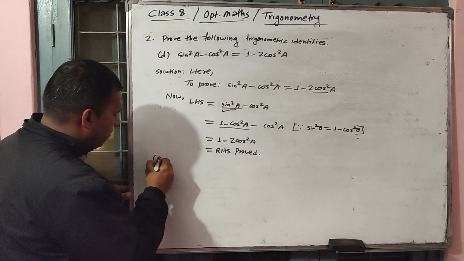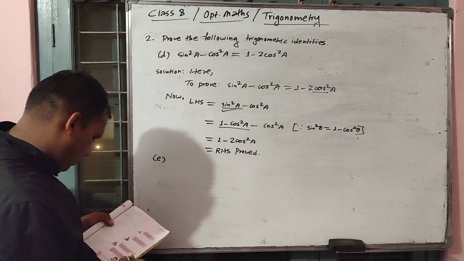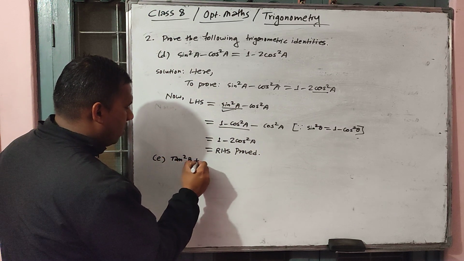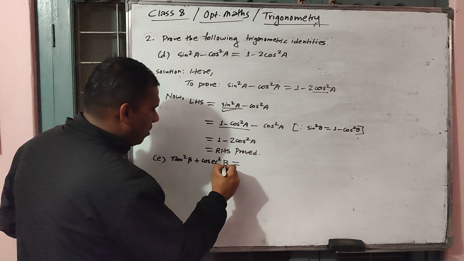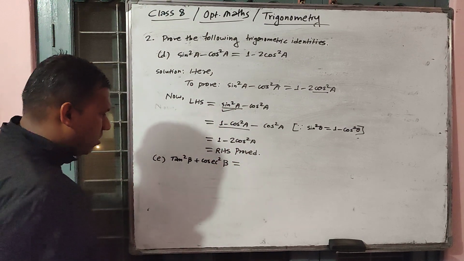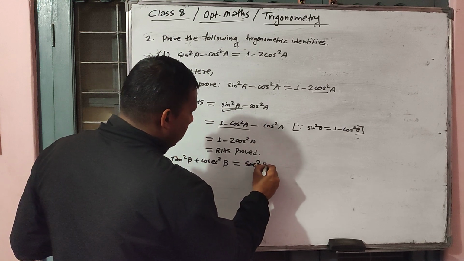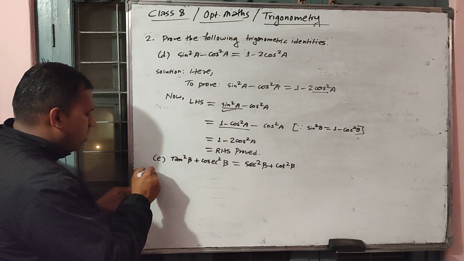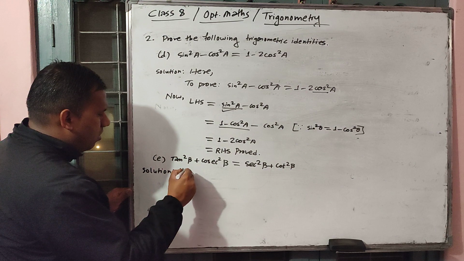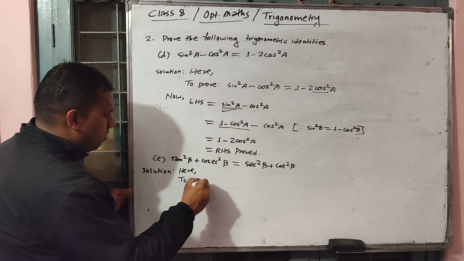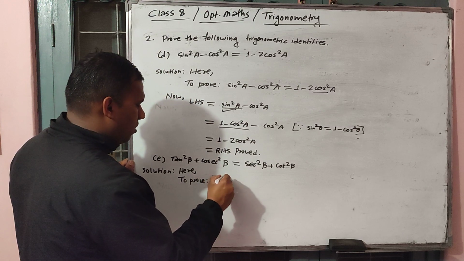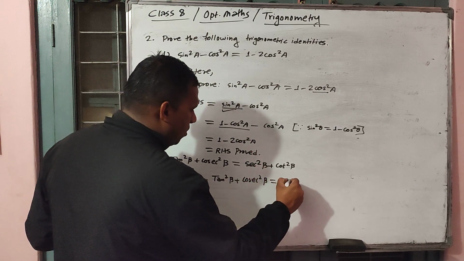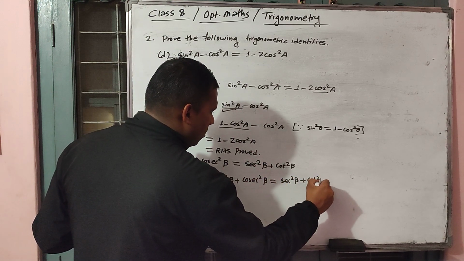Now, next question is tan square beta plus cosec square beta equal to sec square beta plus cot square beta. Now look at this solution. Here we need to prove tan square beta plus cosec square beta equal to sec square beta plus cot square beta.